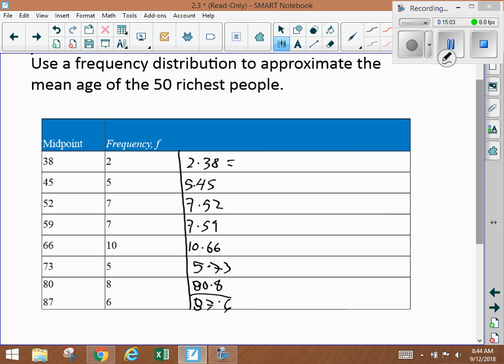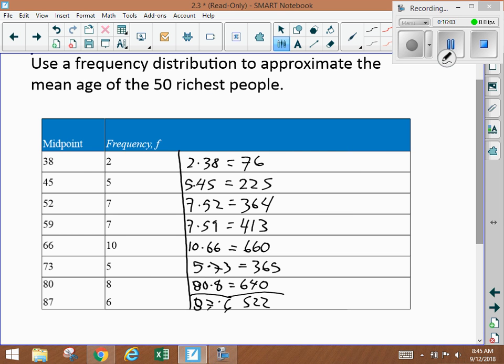What do we get for each of these? Just get out a calculator: 2 times 38 is 76, then 225, 364, and so on, up to 87 times 6, 522.